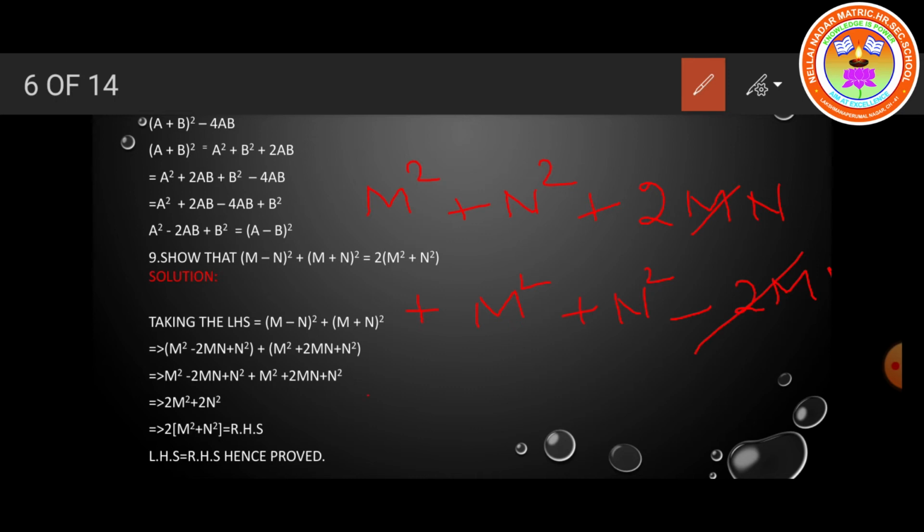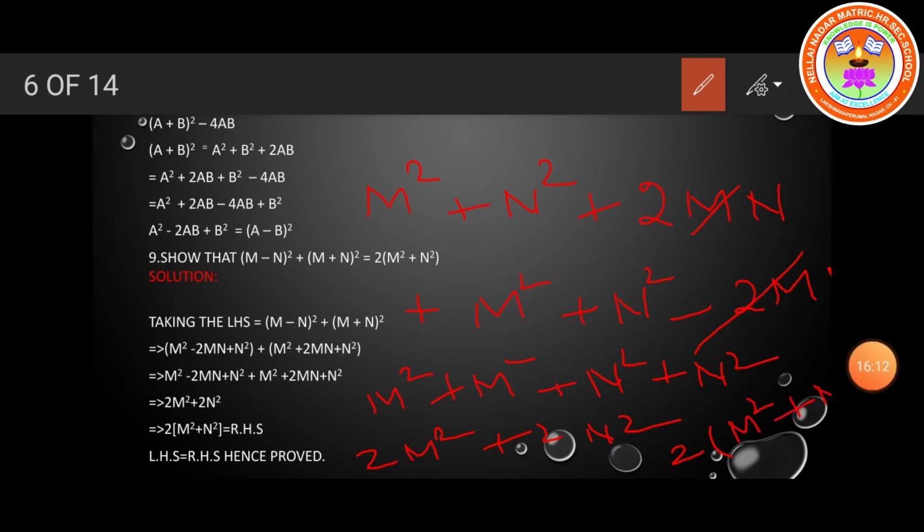Next, the remaining terms are what? m square plus m square plus n square plus n square. m square plus m square can be written as 2m square. Then n square plus n square can be written as 2n square. In 2m square and 2n square, 2 is the common factor. We take out 2: 2 into (m square plus n square). We got the RHS. Therefore, proved. Can you understand, all of you?